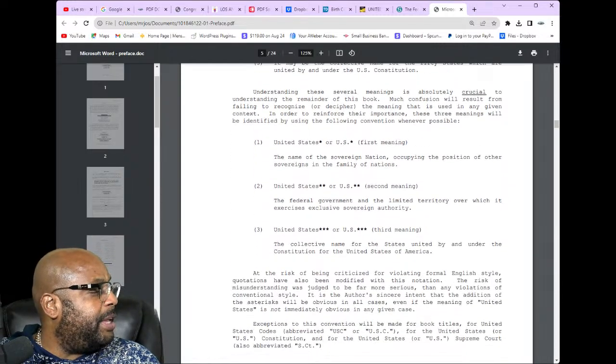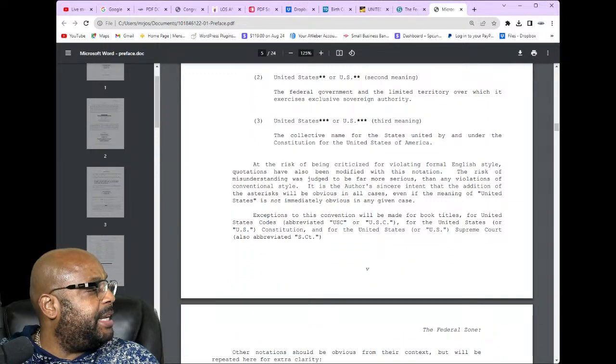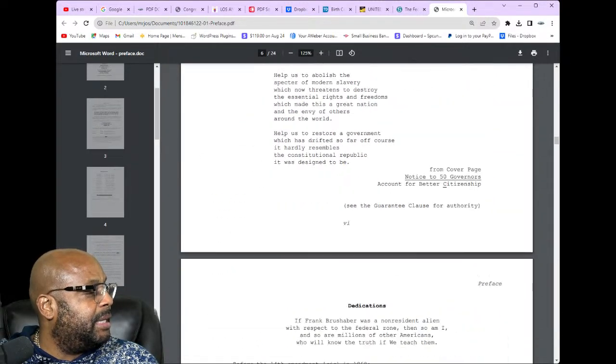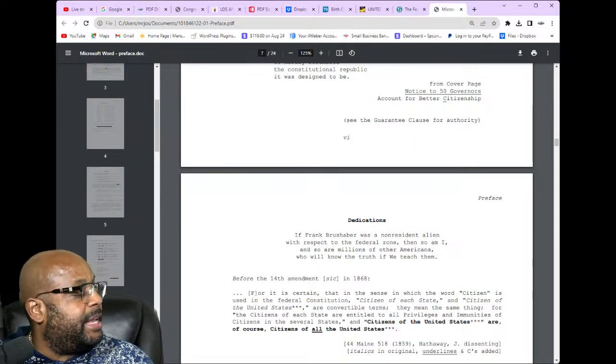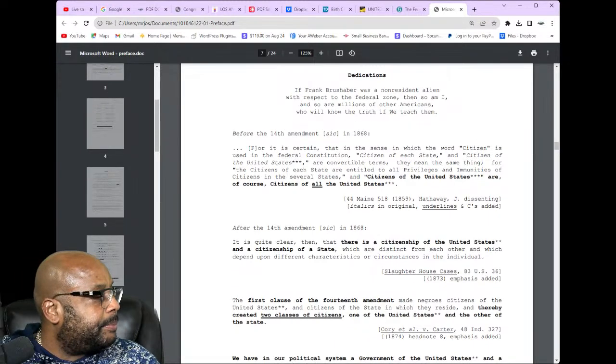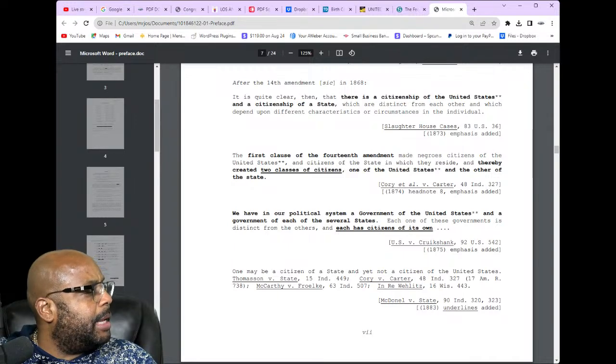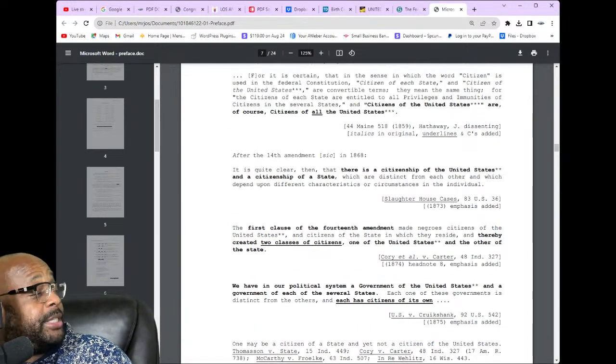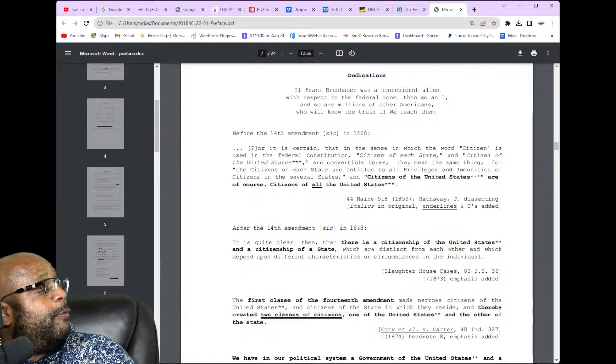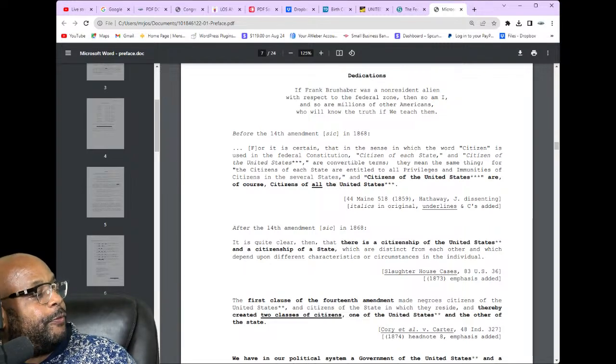And I think they have the, what was the citation of authority for that? I got it. I think it's going to be down here. We have our political system. These are all good citations of authority. You know, for it is certain that in the sense in which the word citizen is used in the federal Constitution, citizen of each state and citizen of the United States are convertible terms. They mean the same thing. For the citizens of each state are entitled to all the privileges and immunities of citizens in the several states. The citizens of the United States are, of course, citizens of all the United States.